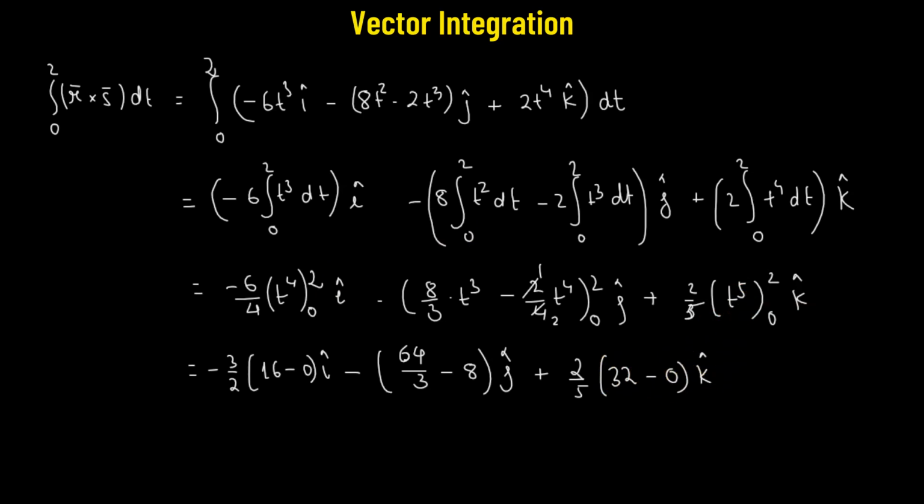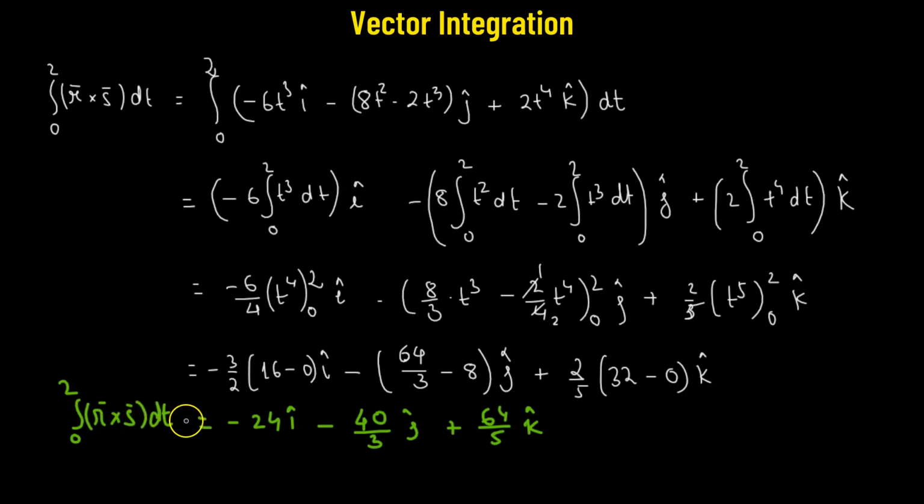So let's combine this, and this is going to give us, we have negative 3 over 2 times 16, so that means 2 times 8 is 16, so we have 8 times negative 3, so that's negative 24 i cap minus 64 over 3 minus 8, so that's going to be 40 over 3 j cap, and this is going to be 2 times 32 is 64, so we have 64 over 5 k cap. So this is the value of the integral going from 0 to 2 of r vector crossed with s vector integrated with respect to t.